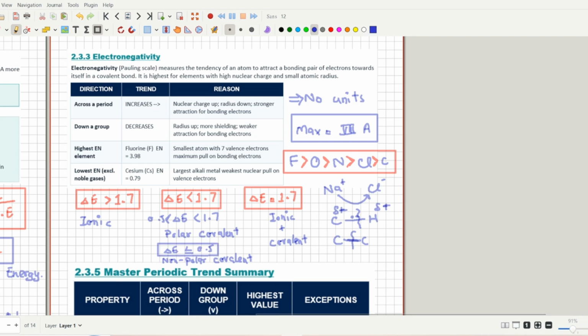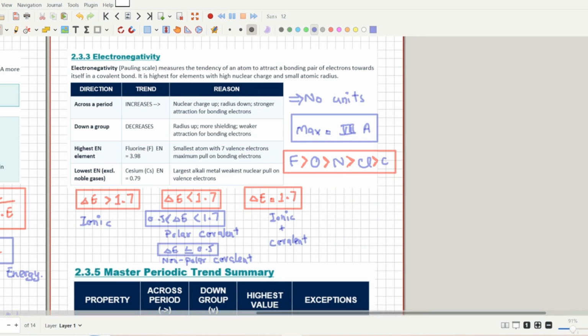But if the electrons are not shared equally and one atom is slightly stronger and the other atom is slightly weaker in electronegativity, then what will happen? They will form a polar covalent bond. So this was all about electronegativity and the specific points that you have to memorize. So keep these points in mind while solving your IMAT exam.